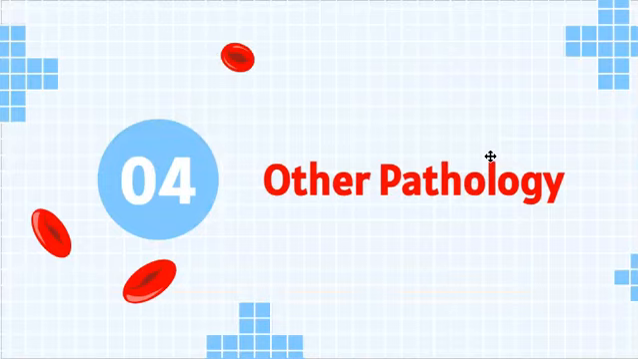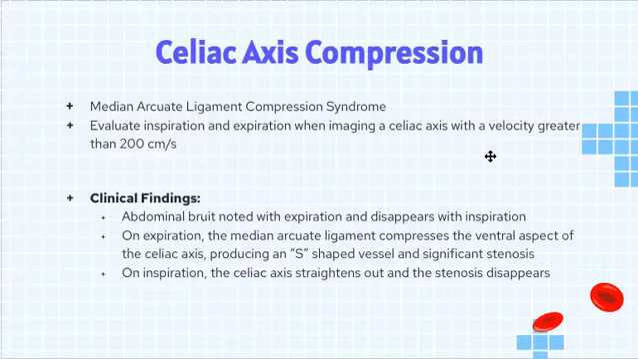All right, so now we're just going to cover some other pathology. First being celiac axis compression. This is also known as median arcuate ligament compression syndrome. Most often occurs in young females. And this is just compression of the proximal celiac axis by the median arcuate ligament of the diaphragm. For this exam, we're going to evaluate inspiration and expiration when imaging the celiac axis, because the velocities will normally exceed greater than 200 centimeters per second.